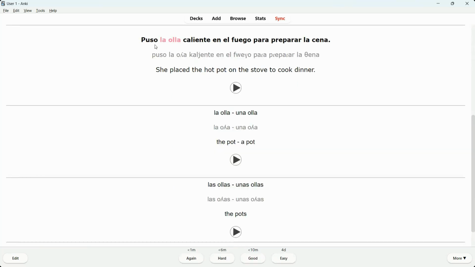So what is the pot in Spanish? Puso la olla caliente en el fuego para preparar la cena.